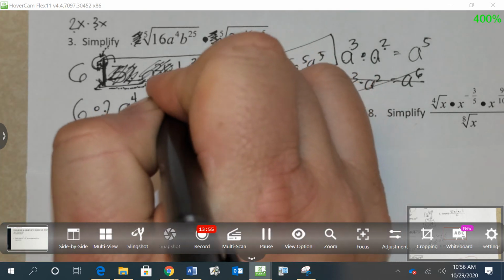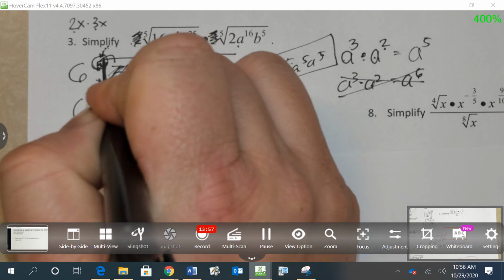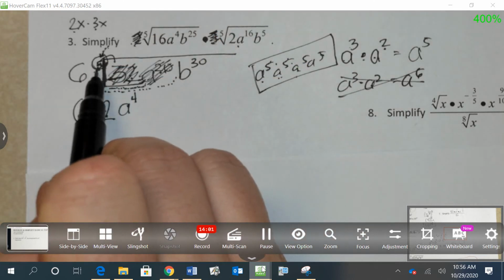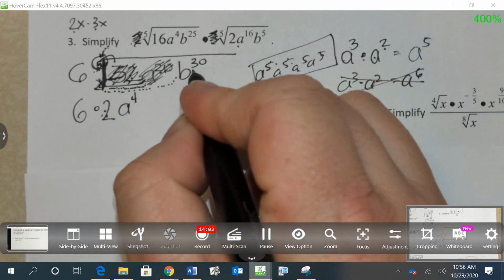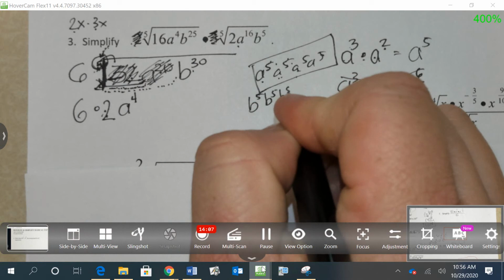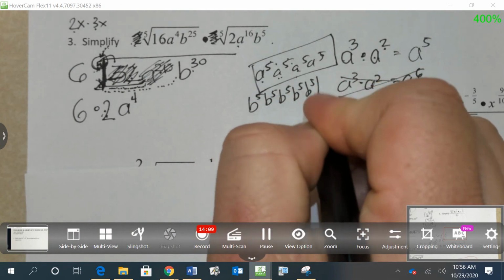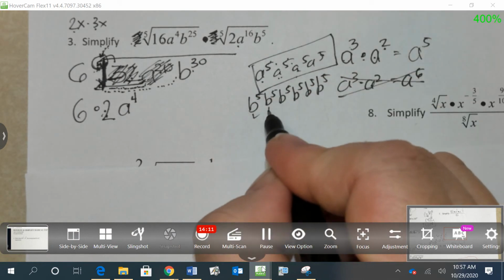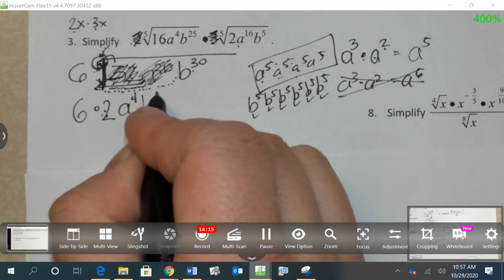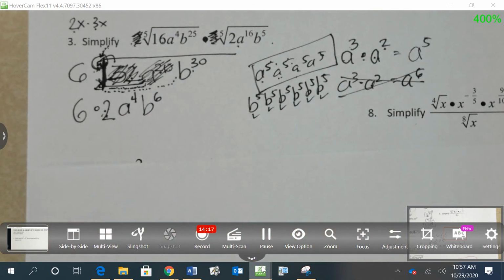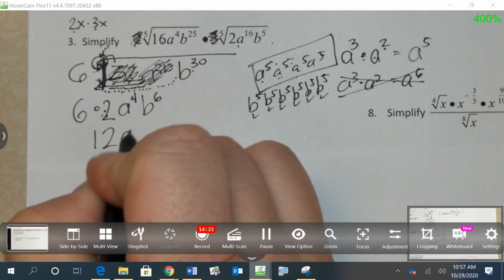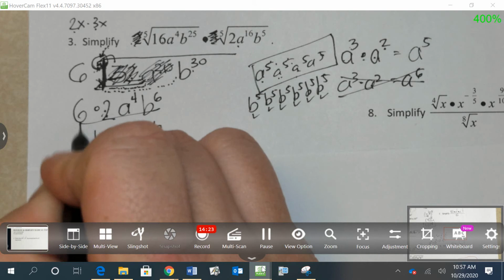Then B walks over to the door and says, hey, bouncer, can I get out? And the bouncer says, well, let me check. And so there's 30 B's. I'm going to put them in groups of 5s. 5, 10, 15, 20, 25, 30. Okay? 1, 2, 3, 4, 5, 6. Yep, I'll let 6 groups out. So 6 groups were let out. And the last thing I can do here to simplify is I know 6 times 2 is 12, A to the 4th, B to the 6th.